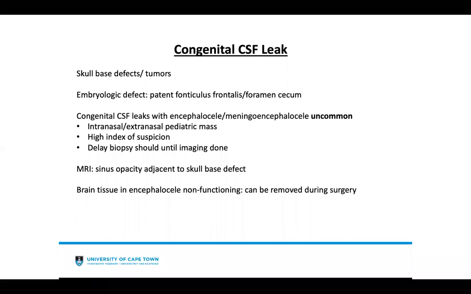The imaging that you may require is an MRI. And on the MRI, you might see a bit of a sinus opacity right next to an area where you can actually see a skull-based defect. And that might give you a clue that this is in fact an encephalocele or a meningoencephalocele. The tissue in this encephalocele is non-functioning, so during surgery, this can be removed.